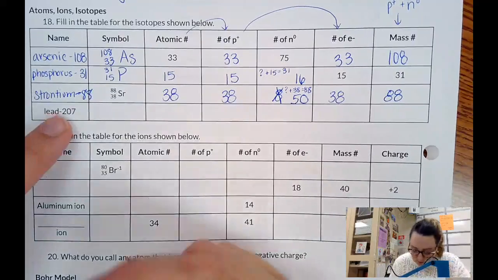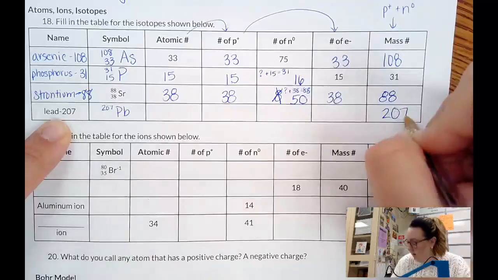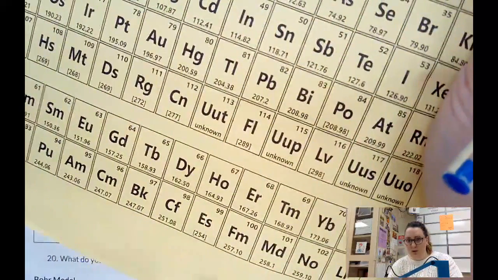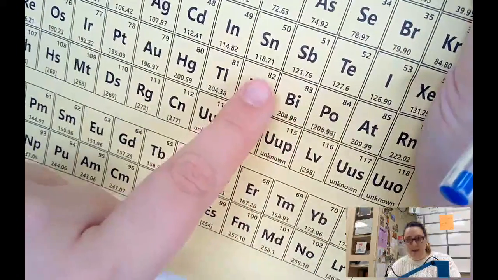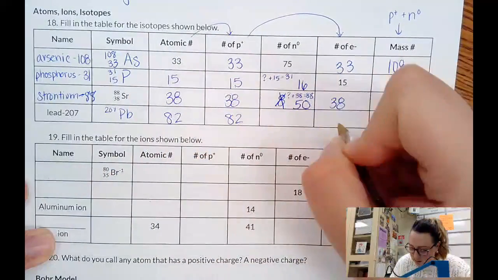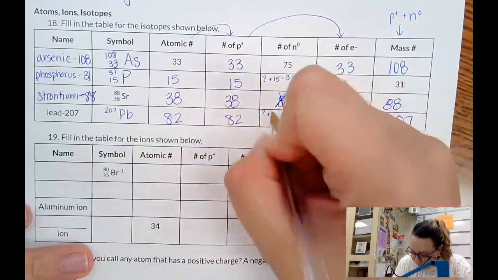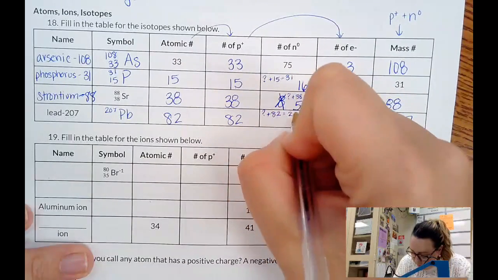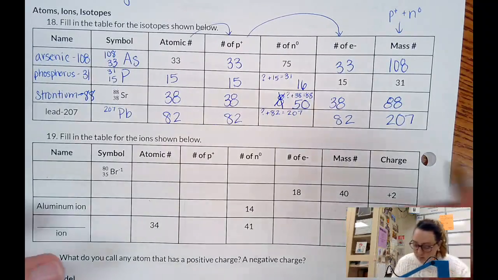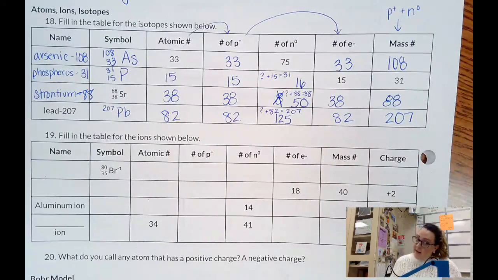Now we have lead 207, so Pb 207, the mass is 207. I have to find Pb on my periodic table. Here it is. There, 82. Atomic number 82. So 82 protons, 82 electrons. And I think, what plus 82 equals 207? I think it's 125. Ooh, people at home, check my math.